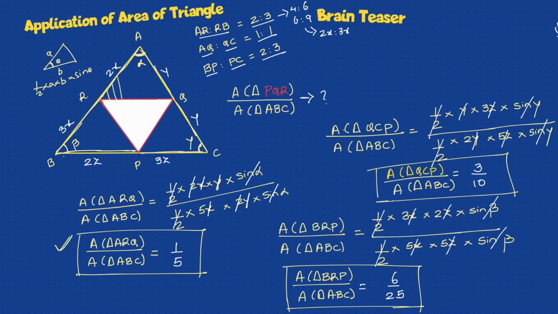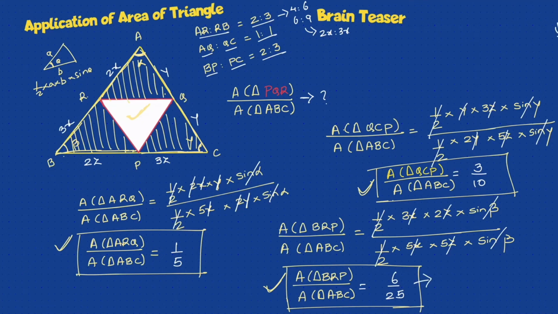Now I need to get a constant number, one number for ABC. So I'll subtract the areas of ARQ, BRP and QPC from the area of ABC, so that the only area left is PQR, and that is what I want. That is what my question is asking, and that's why I did so many things.